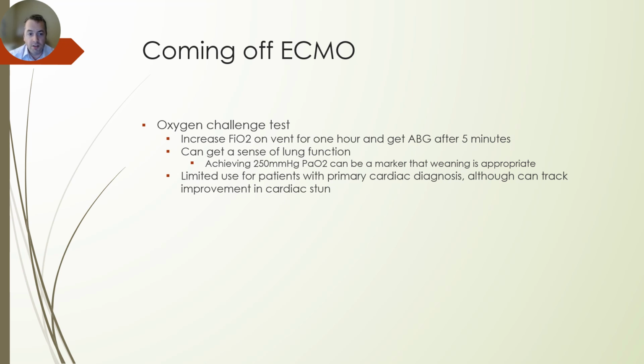Oxygen challenge test. You can increase the FiO2 on the vent for 1 hour and get an ABG. And this gives you a sense of lung function, and achieving 250 millimeters of mercury of PaO2 can be a marker that the weaning of the ECMO is appropriate. It has limited use for patients with a primary cardiac diagnosis, although it can track improvement in cardiac stun. This gets us much more of a sense of what the alveoli can do to get the oxygen off the vent.